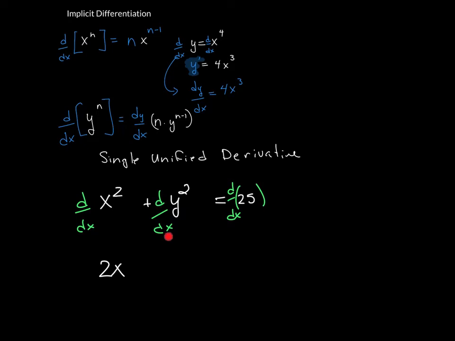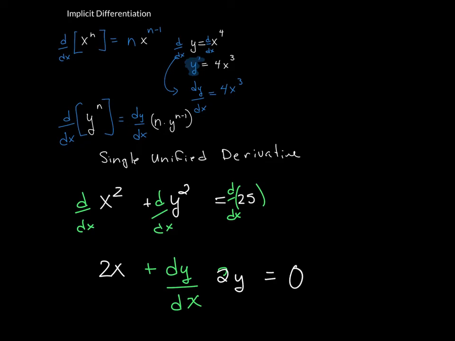The derivative with respect to x of y squared, because these two don't match up, I need to put in there dy dx, the derivative of y, my new variable, with respect to x. Now I go through and take the derivative of y squared, which again in this case is just 2y, and the derivative of 25 is just 0.